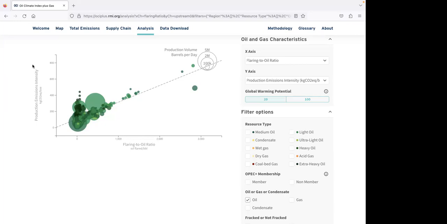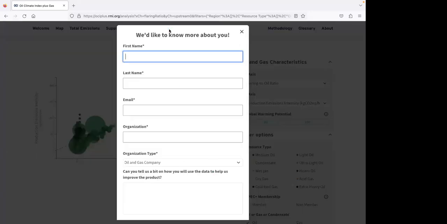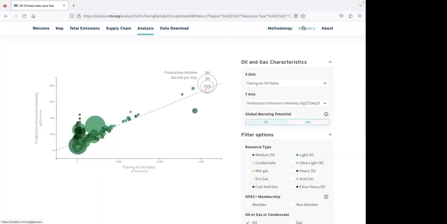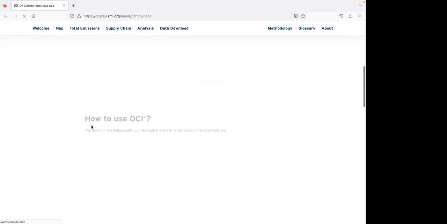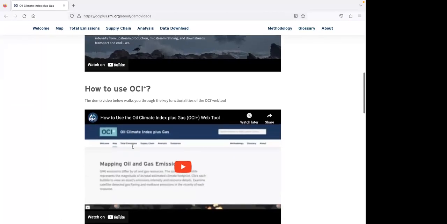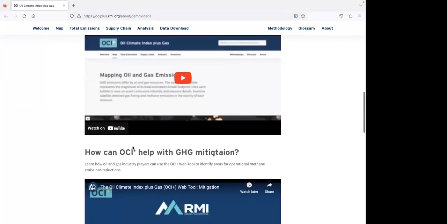OCI+ functionalities so that we can start the panel discussion. The newly added Data Download tab allows users to download all data that power the web tool. You can find our methodology, glossary, terms of use in other tabs. If you scroll to the bottom of the page, you can also find link to the demonstration videos and our contact information.